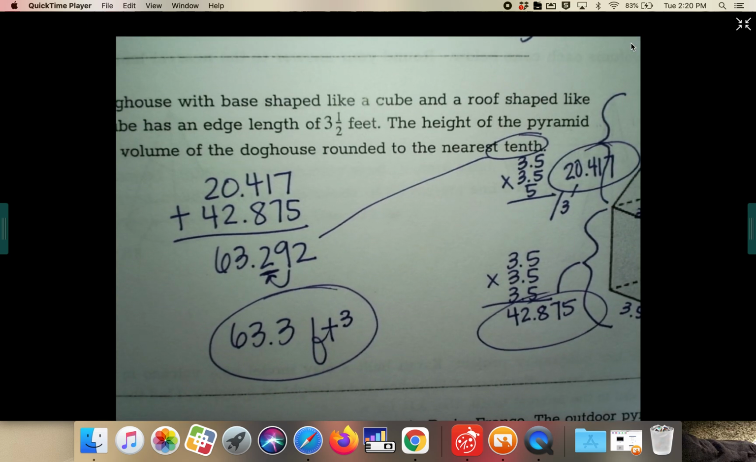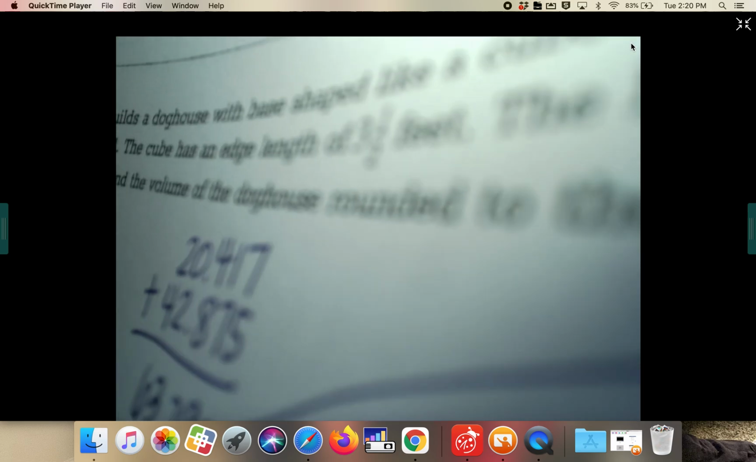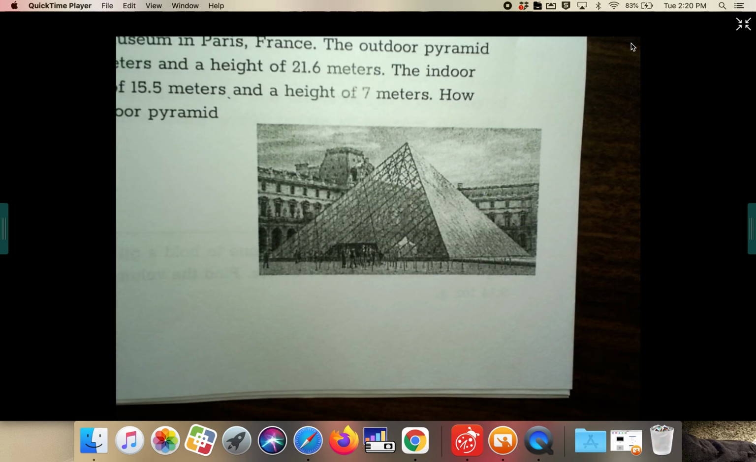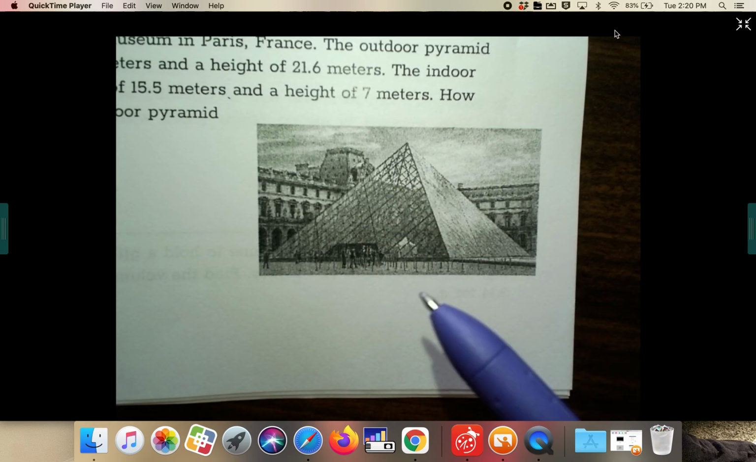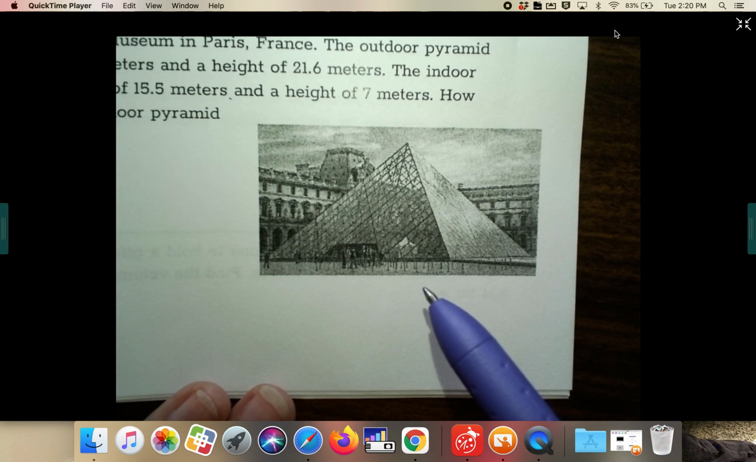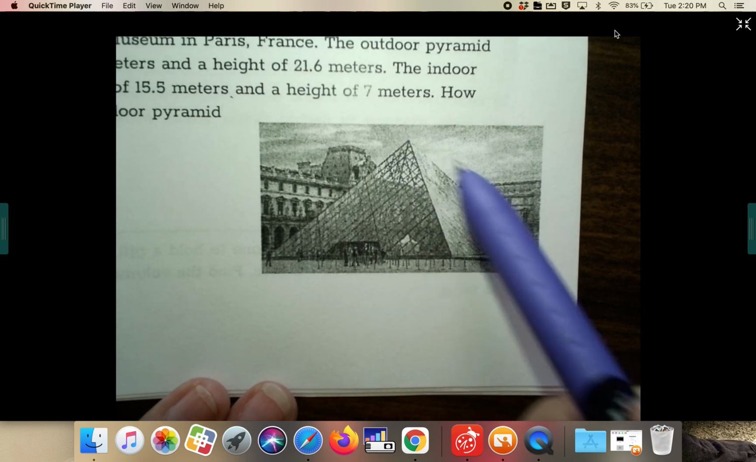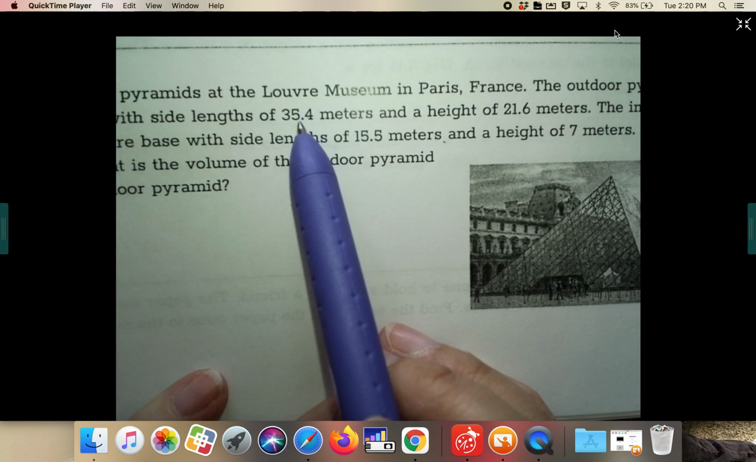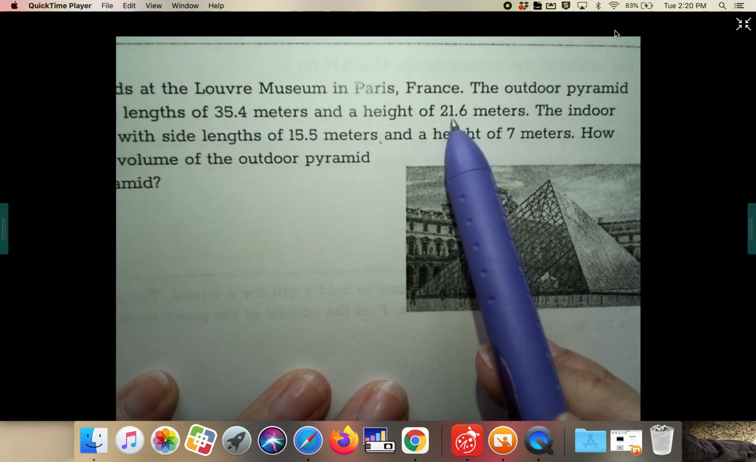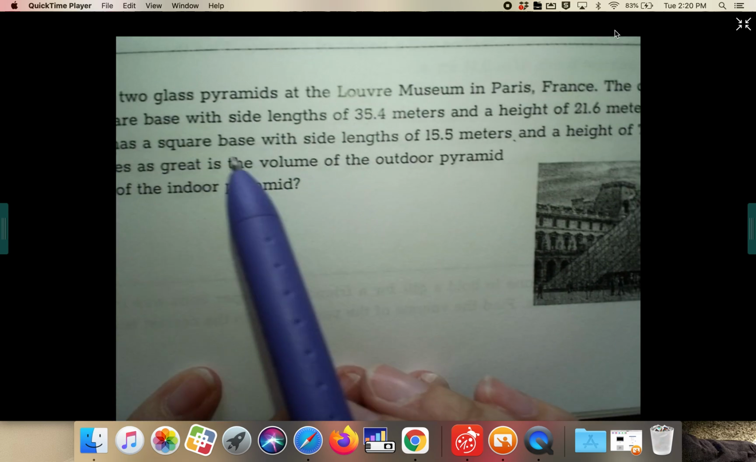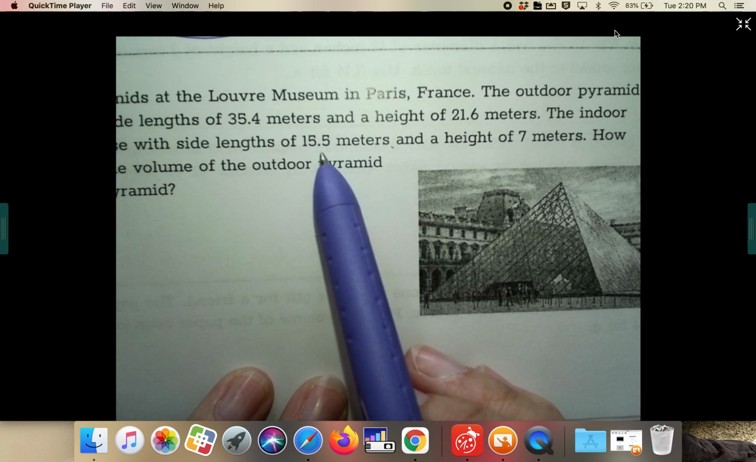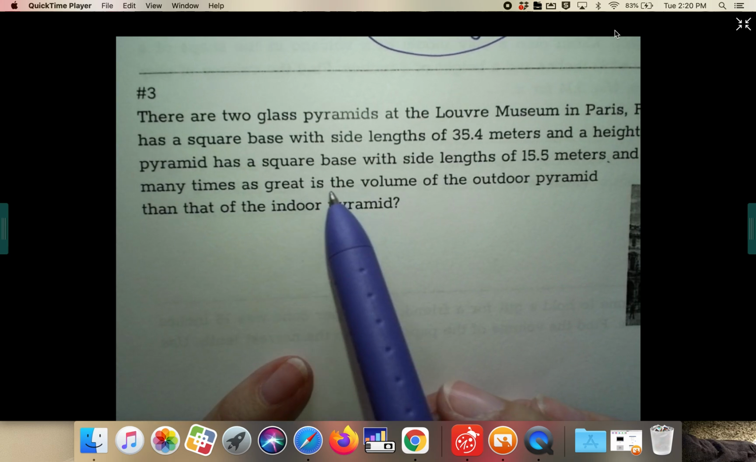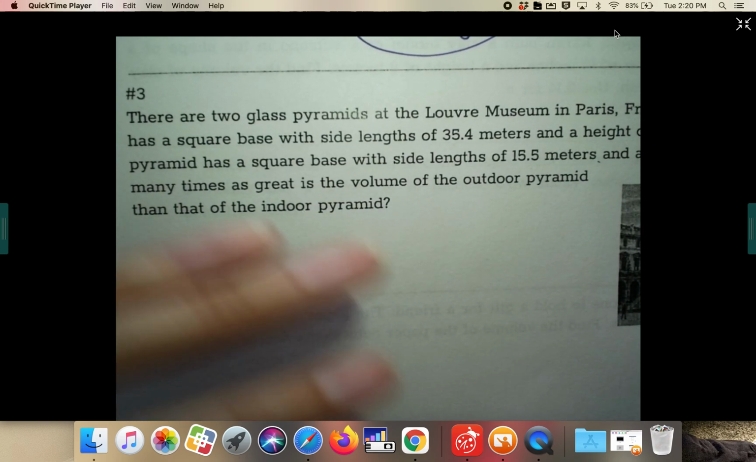All right, our last example is the Louvre. It's a famous museum in Paris that houses a lot of famous artwork. There are two glass pyramids at the Louvre. The outdoor pyramid has a square base with side lengths of 35.4 and a height of 21.6. And then there's an indoor pyramid, a little bit smaller, with side lengths of 15.5 and a height of 7. How many times greater is the volume of the outdoor one than the indoor one?